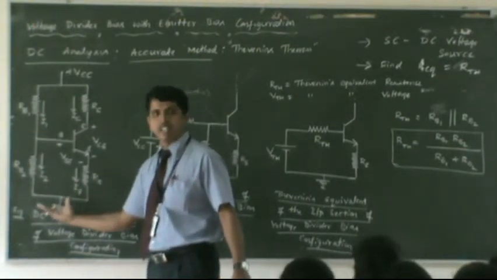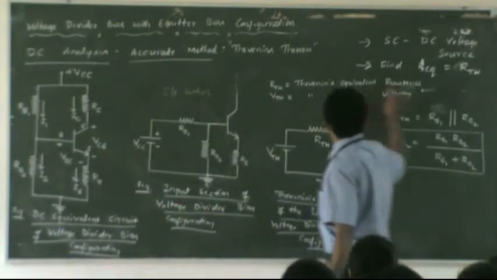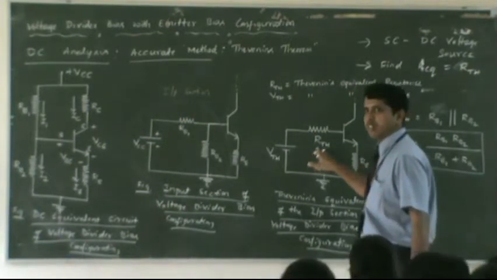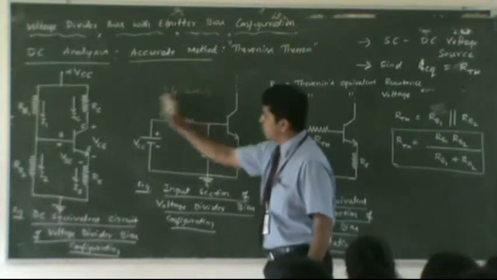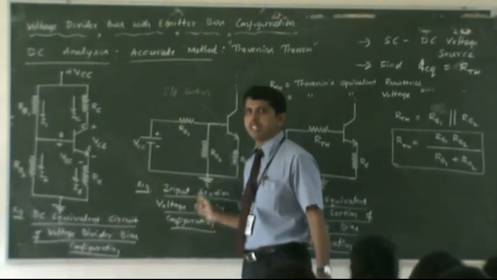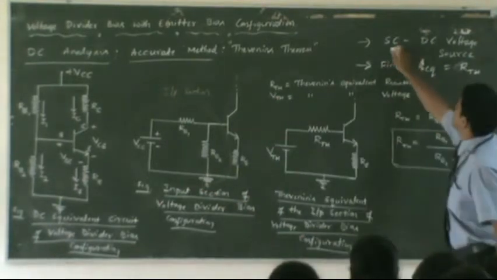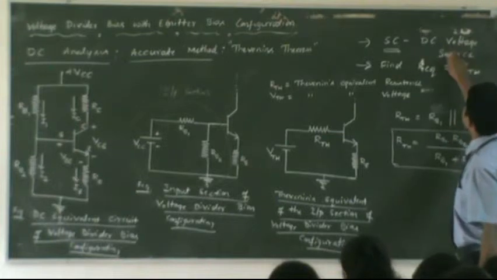This of course does not have any AC sources. Even when you want to estimate the Thevenin's resistance in the loop to which you are applying Thevenin's theorem, in that loop there should not be any voltage sources. That's the first step: short circuit the DC voltage sources.